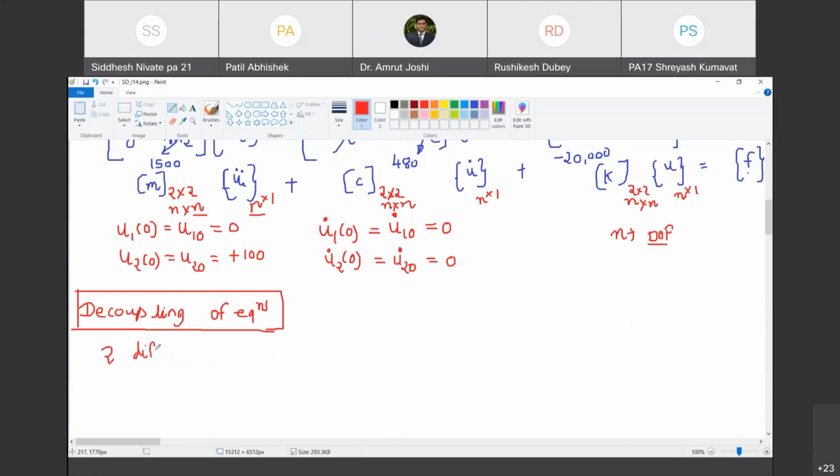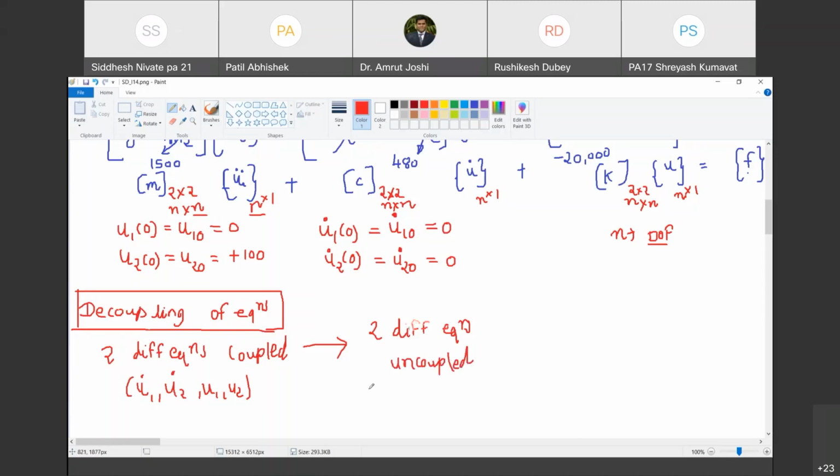differential equations which are coupled. Coupled का मतलब क्या है? Each of these differential equations will involve terms in u1 dot, u2 dot, and terms in u1 and u2. Happy? Yes, sir. So therefore, these equations cannot be solved. Once we attempt decoupling of these equations, we convert this into two differential equations which are uncoupled.